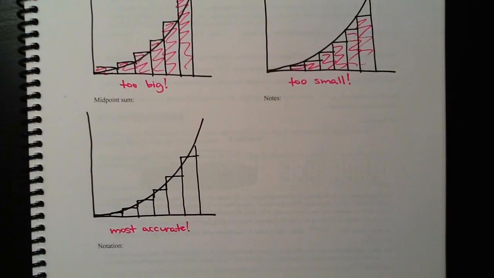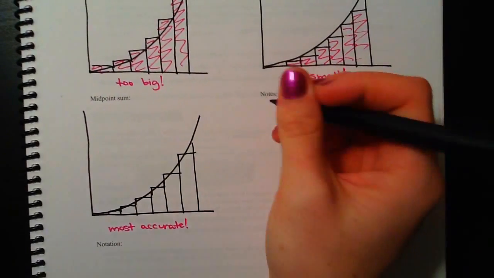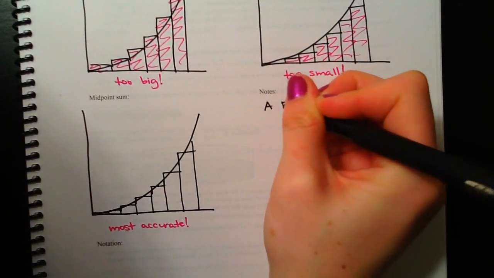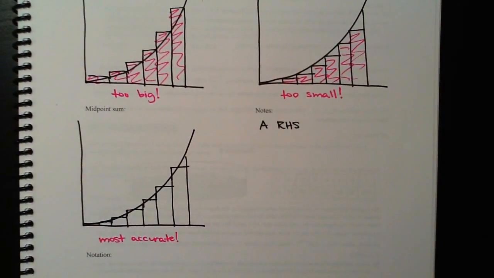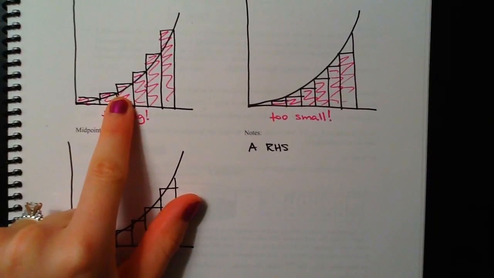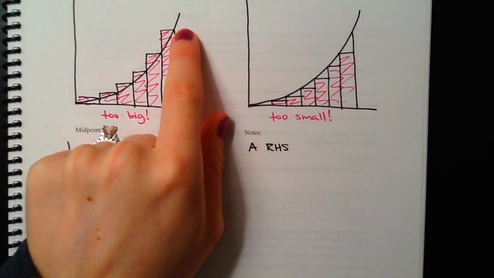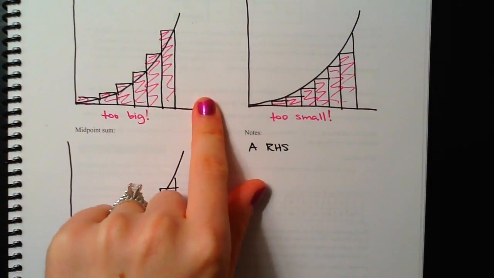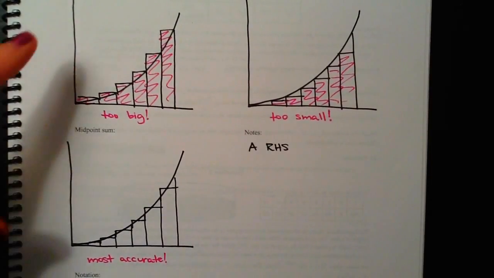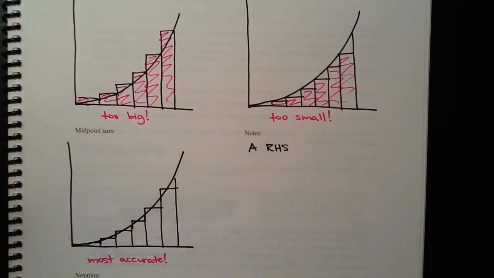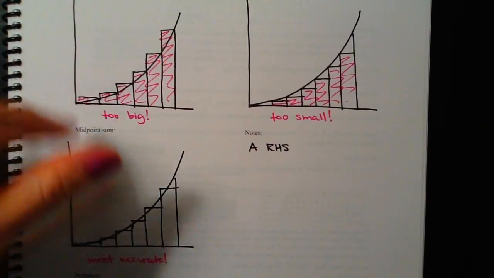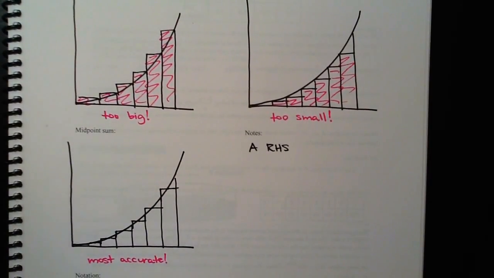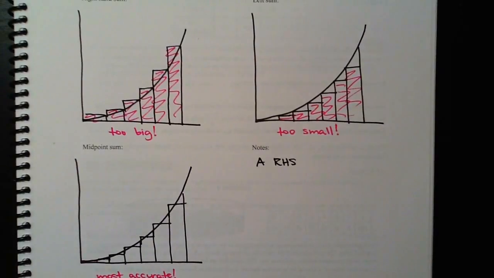All right, so here are some notes. A right-hand sum is not always an overestimate. The only reason it's an overestimate here is because I have an increasing function. If I had a decreasing function, it would actually underestimate because, I'm sorry, if you were decreasing, the point on the left would be larger, so the point on the right would be smaller. So it all depends on whether your function is increasing or decreasing.